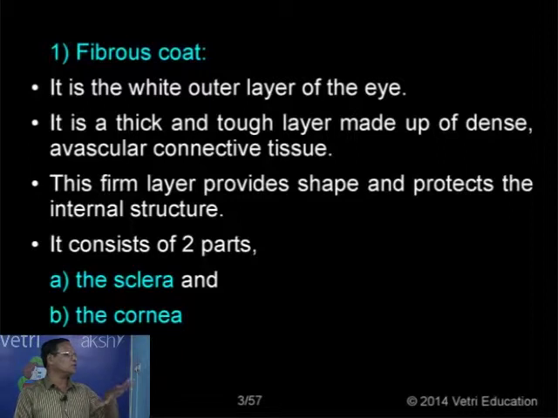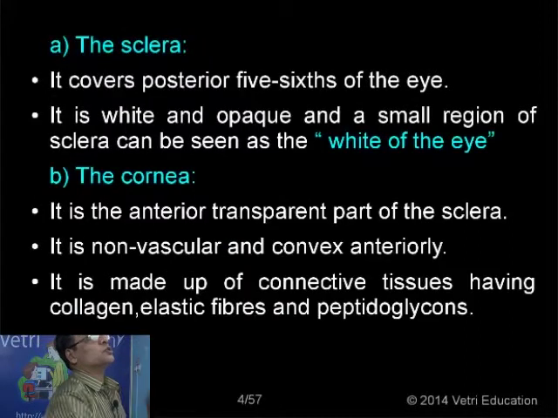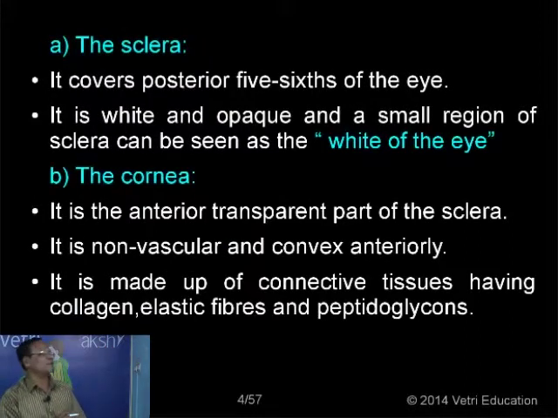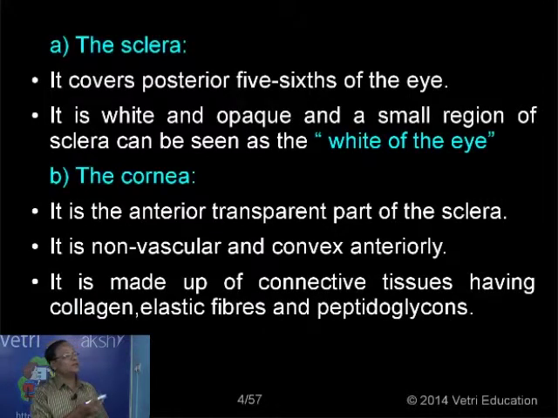What are the different parts of the fibrous coat? It is formed of 2 parts: one, the sclera, and the second one, cornea. These are the 2 components of the outer fibrous coat. We'll see the various parts in the eye in a diagram later. I would like to go through the theoretical part first. Normally the sclera nearly covers about 5/6 of the eyeball.